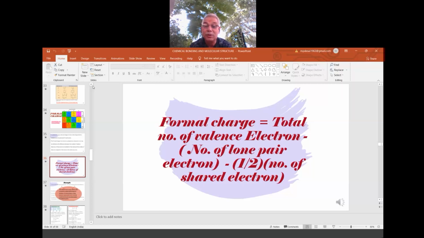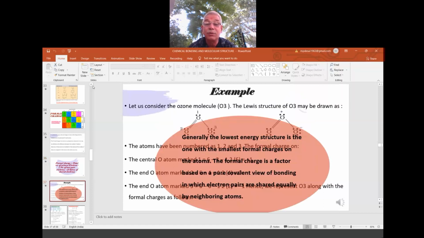Okay, so minus 1. That minus 1 you have to remove from the number of valence electrons, that is 6. That is called the formal charge. That is given here. Please go through it, once again I will read.